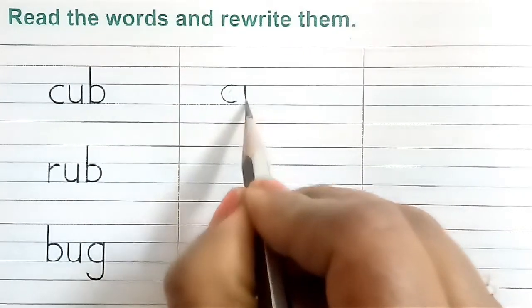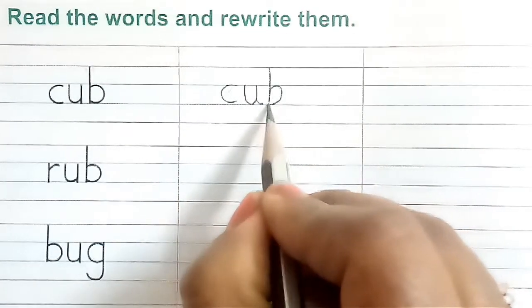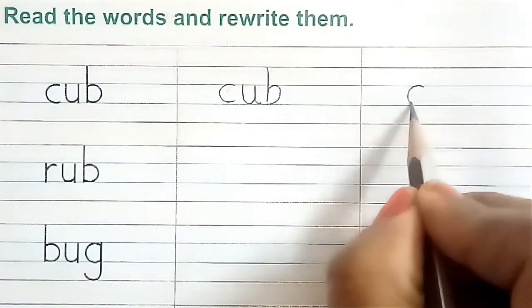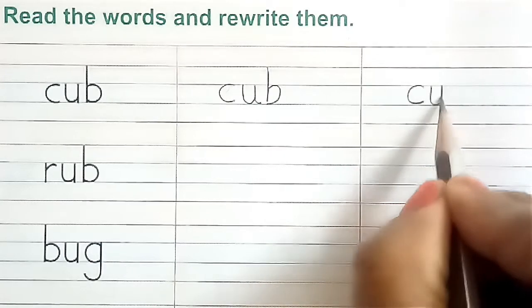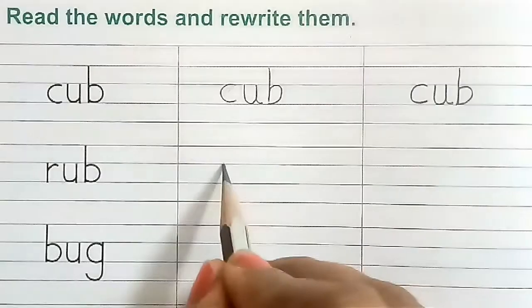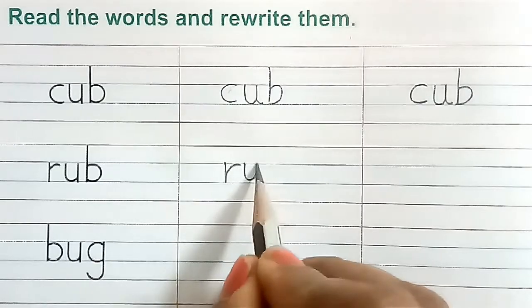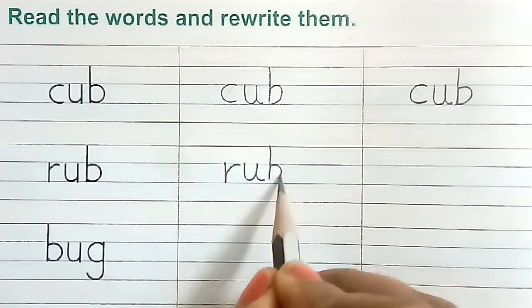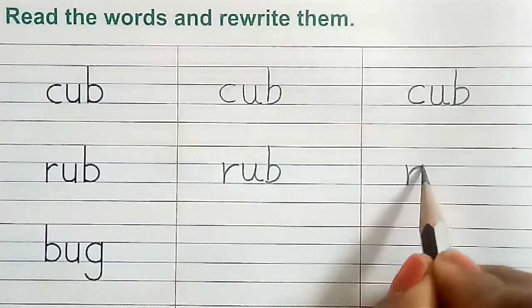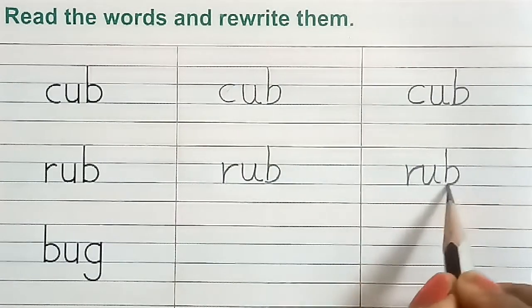C, U, B, cub. K, A, B, cub. R, U, B, rub. R, A, B, rub.